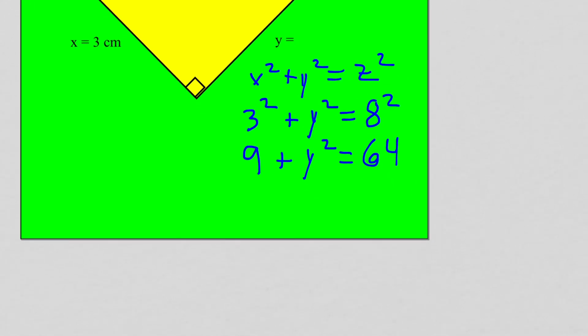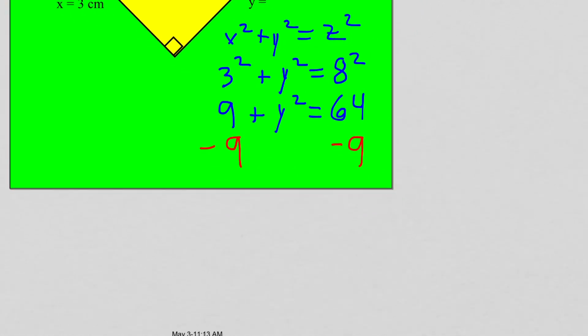Now, it's the same thing as before. We want to know the value of y. So we have to start simplifying this by making the positive 9 disappear. I can do that by subtracting 9 on that side of the equal sign. And if I subtract 9 there, I have to subtract 9 on the other side of the equal sign. Now the positive 9 and minus 9 disappear, and I'm left with a positive y squared. I can just write that as y squared equals 64 minus 9, which is 55.